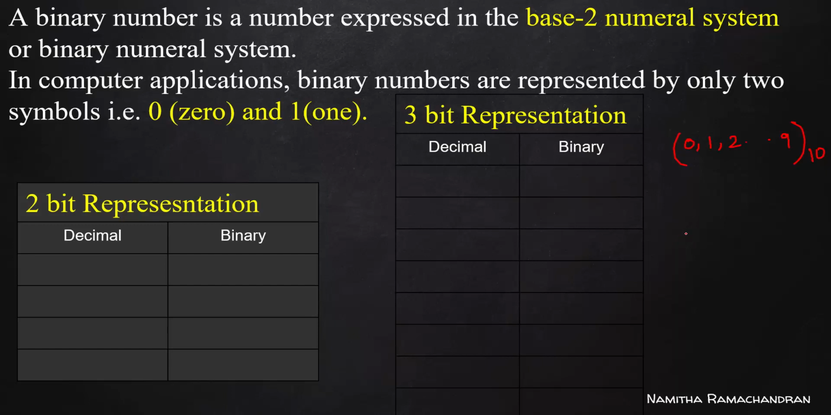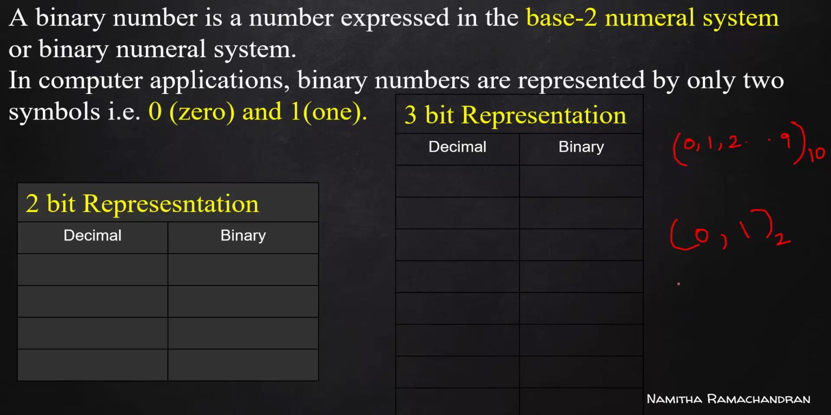The binary number system is a number system with base 2. Base 2 means we have two different symbols: one is 0 and the other is 1. Exactly like our decimal system, here it is a base 2 system, so it contains two different symbols, 0 and 1. Using 0 and 1, we can generate different binary numbers.